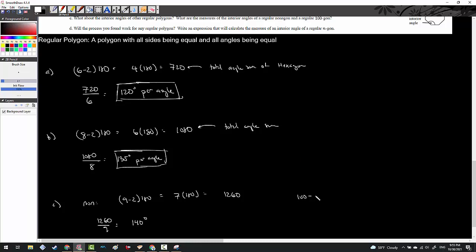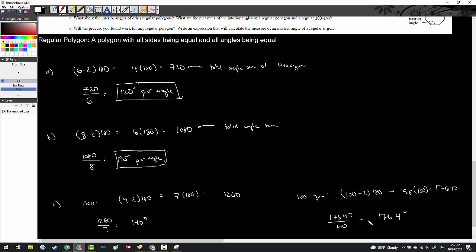And let's do the 100-gon. Well, that's going to be 100 minus 2 times 180. In other words, 98 times 180. So what's 98 times 180? Well, that's going to be 17,640. We talked about that earlier on the table, but now I'm going to take that 17,640 and divide by 100, because that is going to be each individual angle. So 176.4 degrees is the measure of each angle.